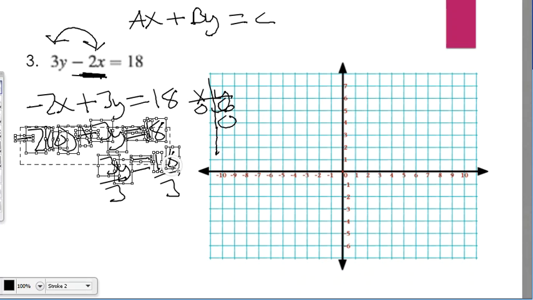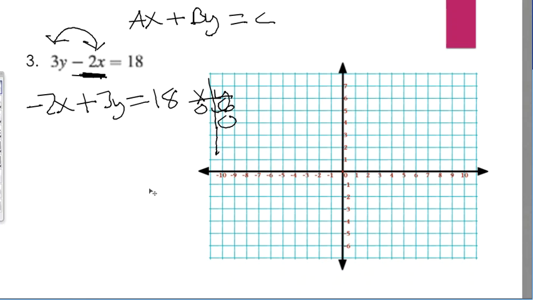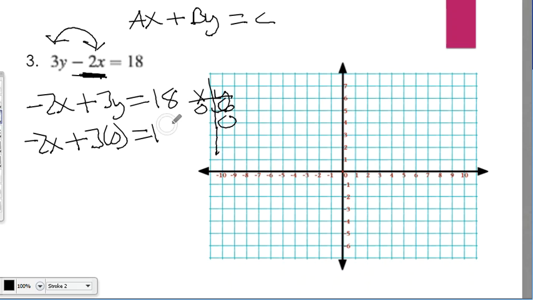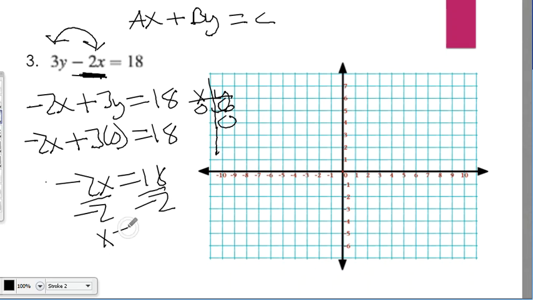And if we want to find what the x-intercept is, we let the y be 0 and we solve for the x. So 3 times 0 is 0, which is going to leave us with negative 2 times x equals 18. And then we divide by negative 2. So x equals negative 9.